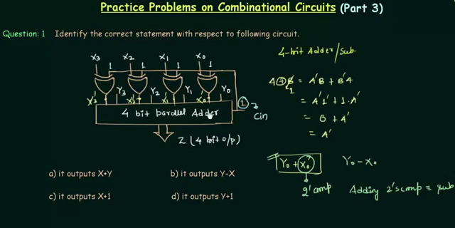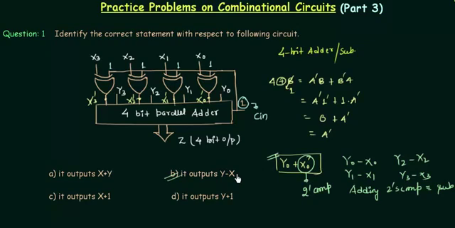So what actually this circuit is doing, it is now subtracting. We are getting y0 minus x0, similarly y1 minus x1, and y2 minus x2, y3 minus x3, and whatever be the results here is the output z. So I can say that the circuit is working as the subtractor, and option B is correct, y minus x.